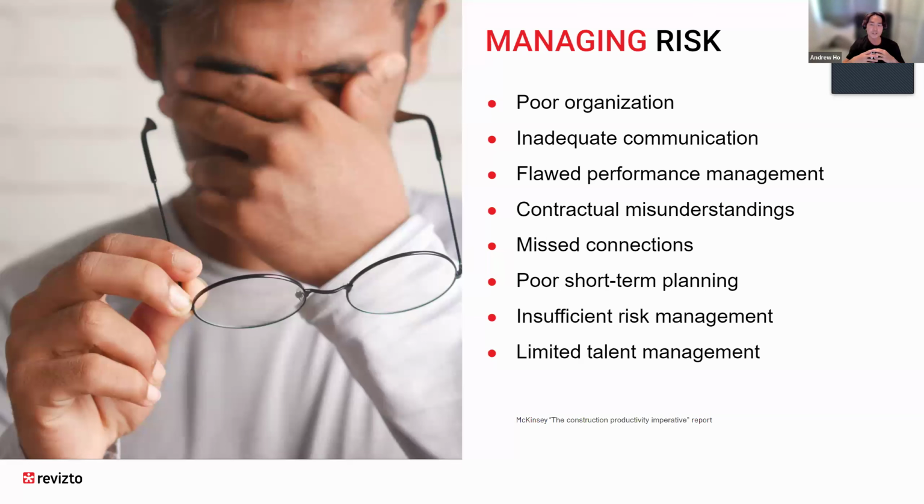So this is just a snapshot of some of the things that result in the delays and such. These are the elements revolving around these existing inefficiencies. We found that poor collaboration was at the heart of all these findings. If you look at poor organization, contractual misunderstanding, misconnections, why?